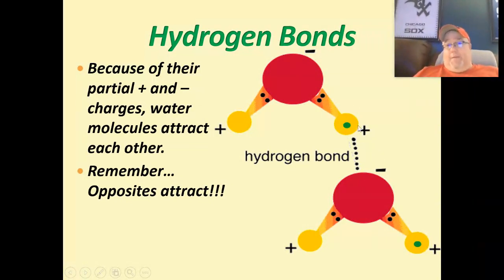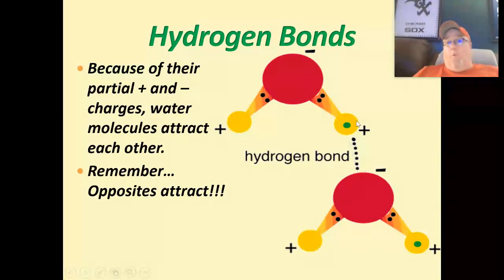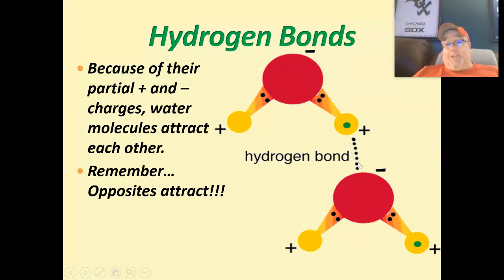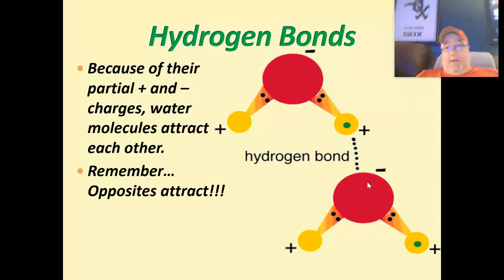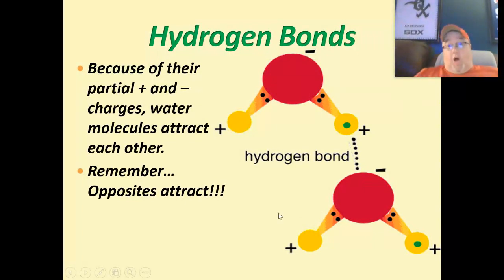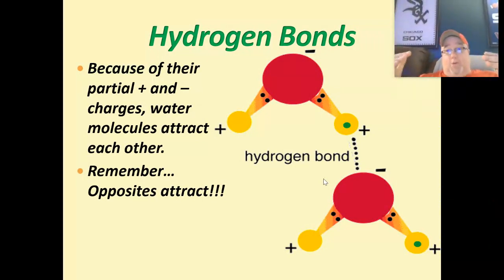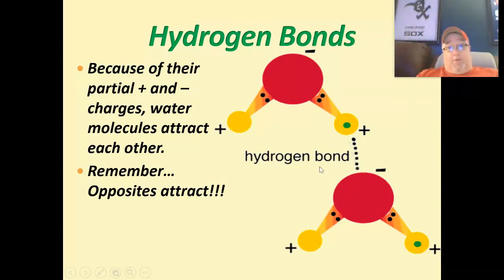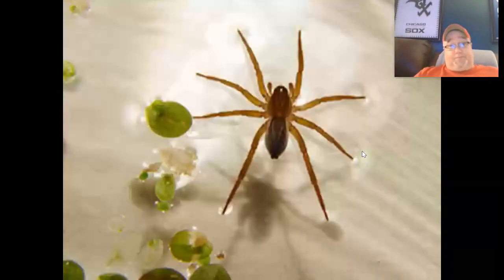So the positive end of one water molecule is attracted to the negative end of another water molecule, and we get this bond that forms. We call that a hydrogen bond. Hydrogen bonds are formed when you have two polar molecules, and the positive end of one attracts the negative end of the other. Those hydrogen bonds are prevalent in water molecules.